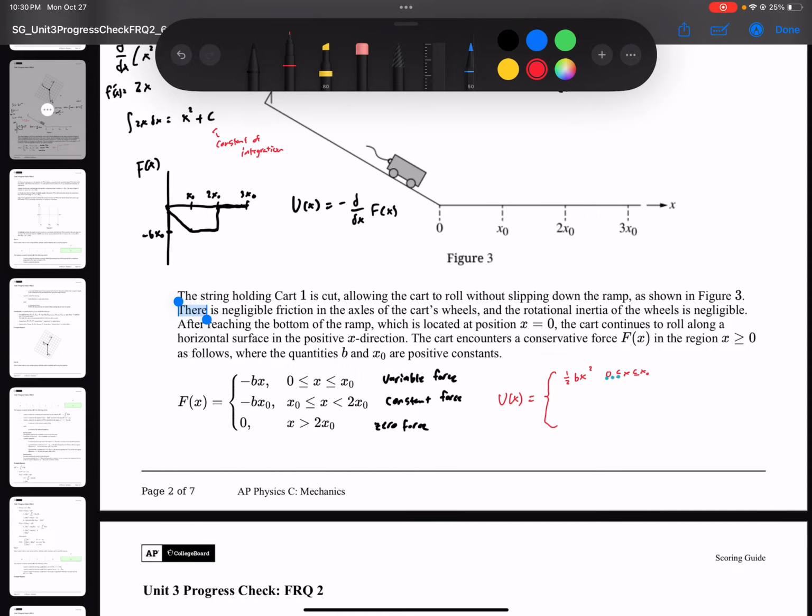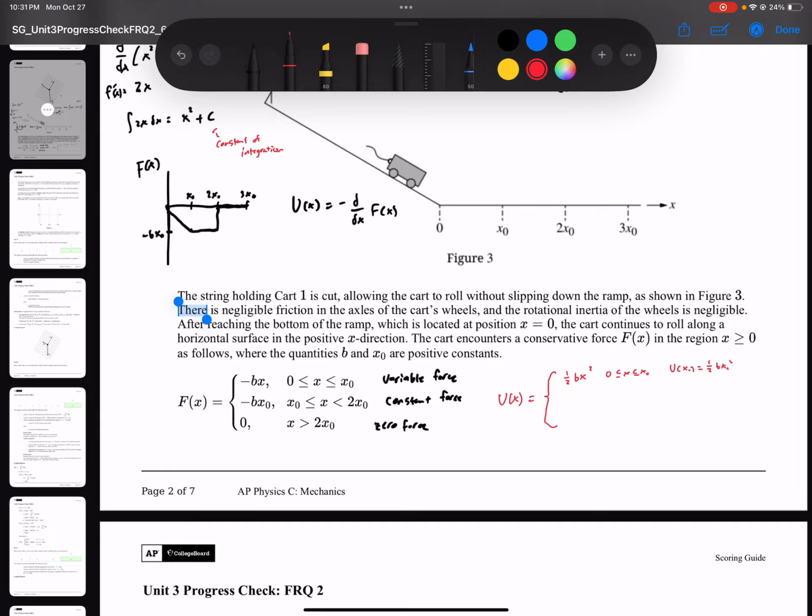All right, so now let's evaluate what the energy is like at x naught. Because now for my next problem, I have to look at from x naught to 2x naught. So I'm going to write off to the side. My new initial condition is that my total potential energy at x naught is equal to 1/2 b x naught squared.